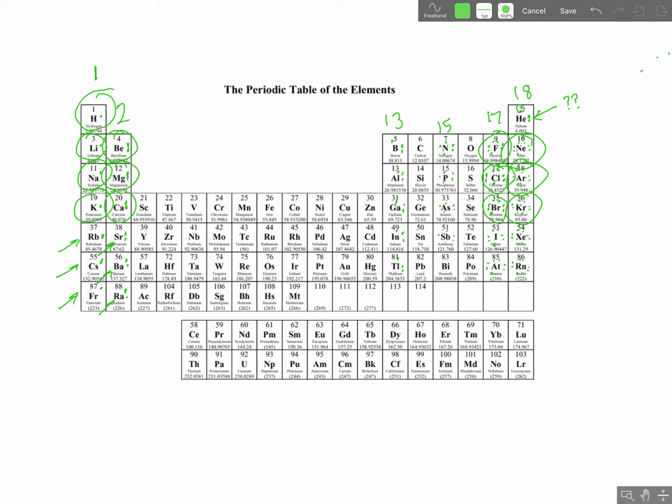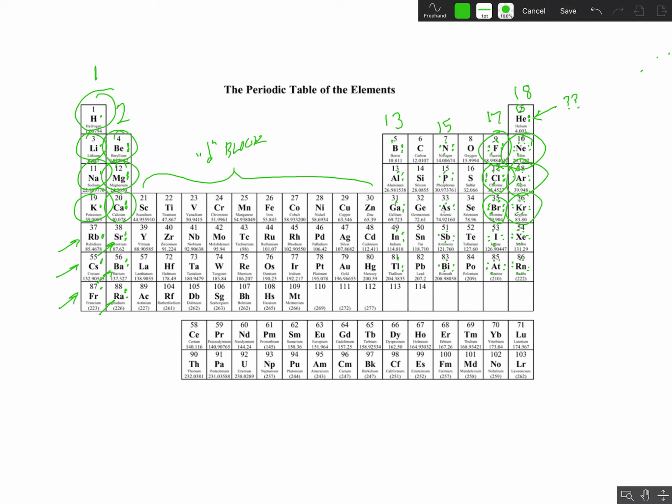Antimony, the same dot picture. Bismuth, the same dot picture. So if we know what family they're in, we should be able to draw their dot picture. Now we've sort of ignored these elements here. These are called transition elements, or what we call D block elements.